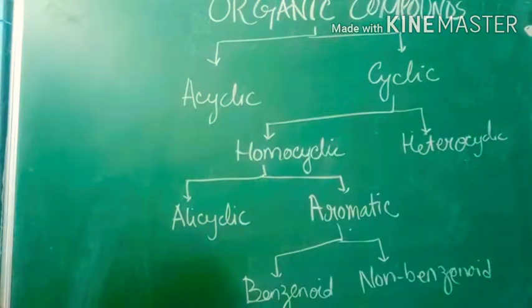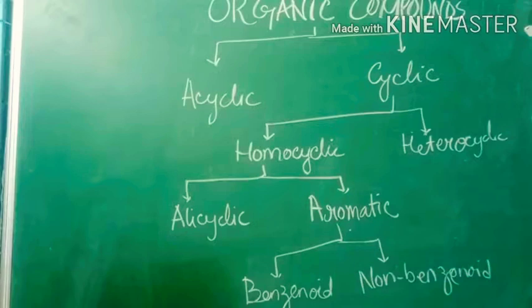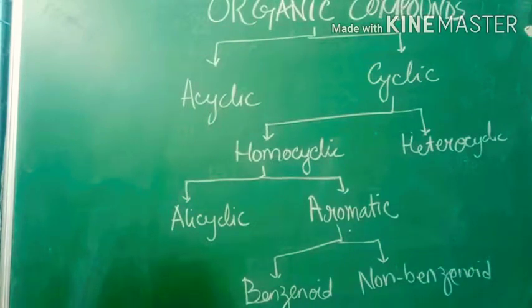First we will see that the organic compounds are classified into two parts. First is acyclic, another one is cyclic. Now under cyclic comes homocyclic and another one is heterocyclic. Now again under homocyclic comes alicyclic and aromatic, and then again under aromatic comes benzenoid and non-benzenoid.